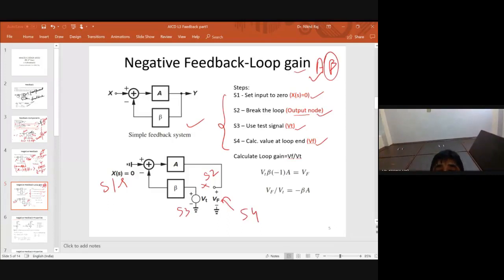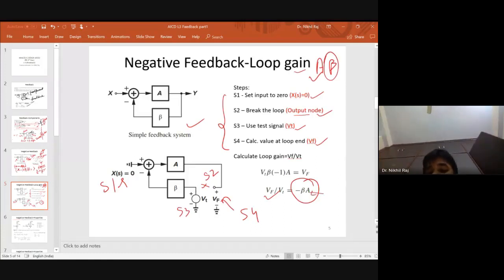After that, Vt is known because we have given this one, and VF we have calculated. So taking the ratio of VF by Vt, we can calculate the loop gain of the circuit. Once I know the loop gain and the overall gain without the feedback, then we can predict what is the beta. And knowing the beta, since your closed loop gain was a function of 1 by beta, by modulating the beta I can modulate my gain. So that's why analyzing beta is also very important.